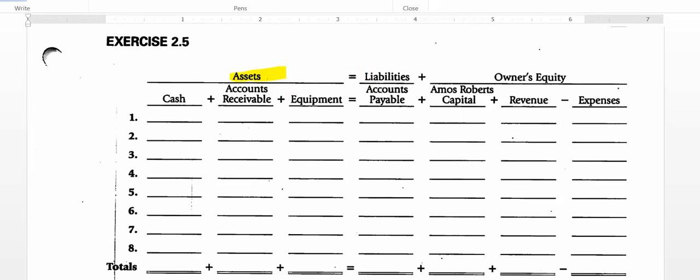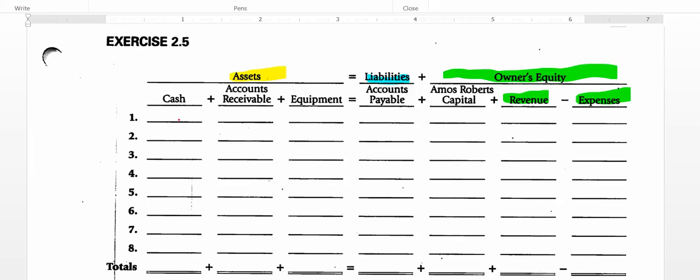Next we'll have the liabilities, and that's when we owe people money. And then last, our owner's equity. I also like this problem because they go ahead and put revenue and expenses right with owner's equity, which is how it's easiest for me to understand. Instead of thinking of revenue and expenses as something different, they just fall under owner's equity. All right, so let's get started with the problem.